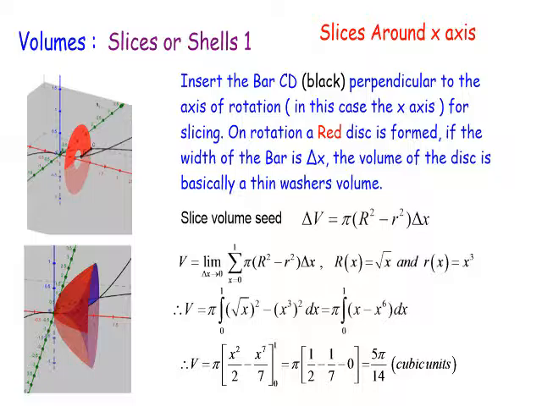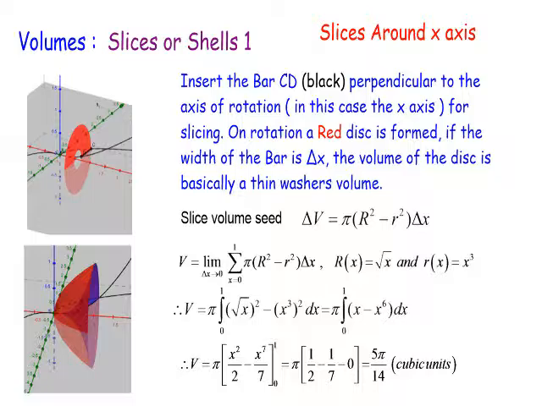We're putting that CD, that little bar, in between the two curves, and we're going to create what's called a volume seed. I'll call it delta V, which is a small change in the volume. Because it's a washer, we've got pi big R squared minus little r squared, and delta x. The bar's thickness is quite important when you start doing the integrations, because the delta x will change to dx, and we've got to use x bounds.